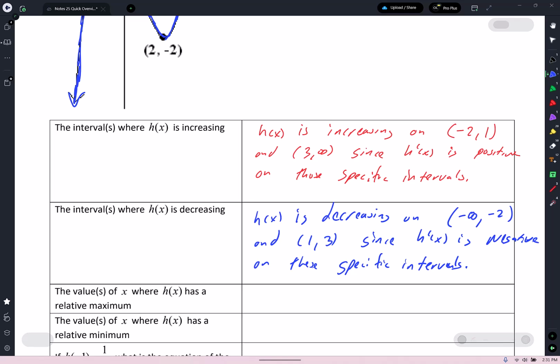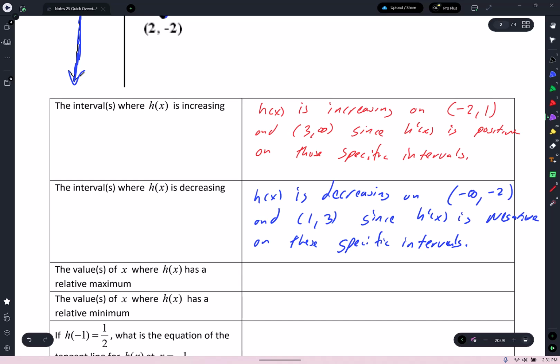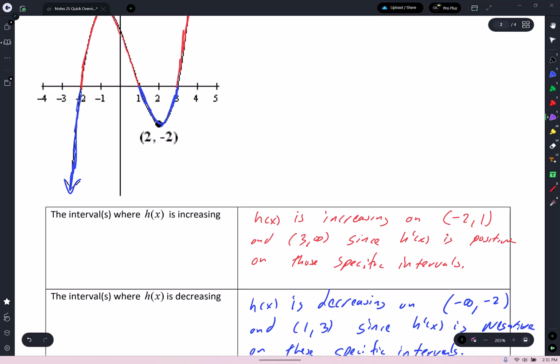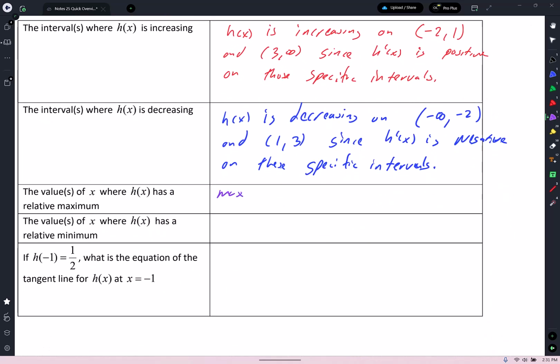Are we okay? Okay. The value of x where h of x has a relative max. You have a max when the derivative h prime changes from what to what? So where does that occur? Yep. Max, let's be specific. H of x has a max at x equals 1. And it doesn't ask for the reason, but I'm going to put the reason here in parentheses. H prime changes from positive to negative at x equals 1.